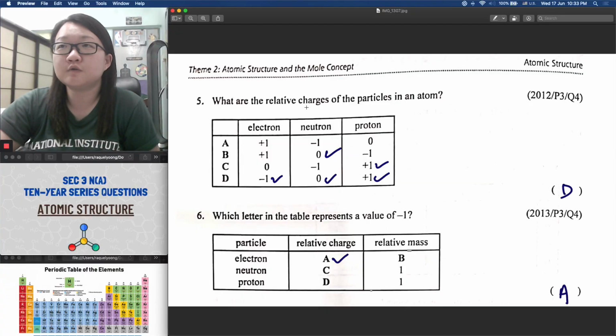Question 5. What are the relative charges of the particles in an atom? Electrons are negatively charged. Then neutron, just think of the word neutral.